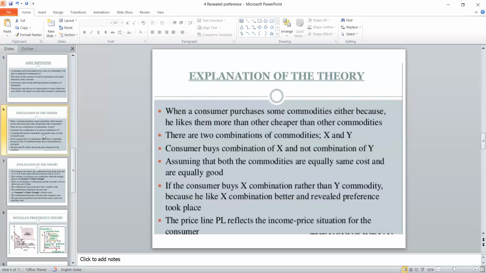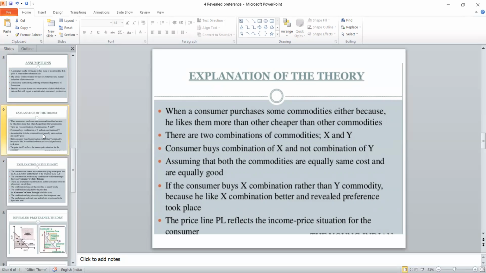When the consumer purchases some commodities with X and Y, only these two, X and Y, are purchased. Suppose both commodities are equal in cost and equally good, and the consumer buys the X combination rather than the Y commodity, then the X combination is better; revealed preference took place. That is, he is preferring X to Y.